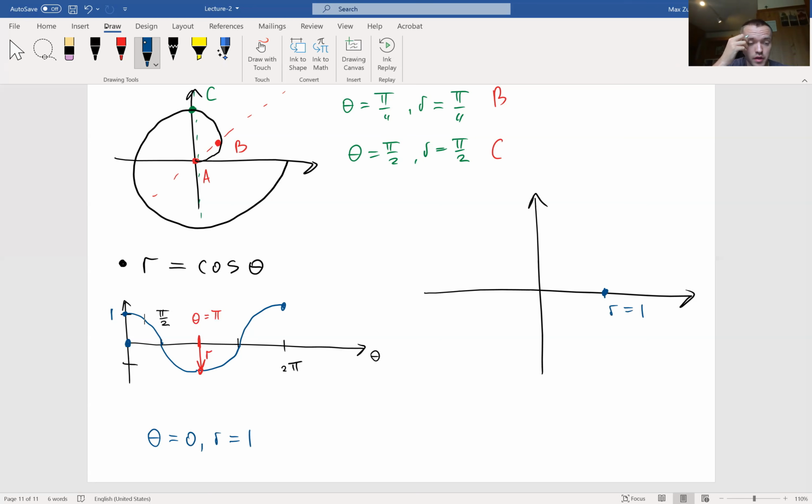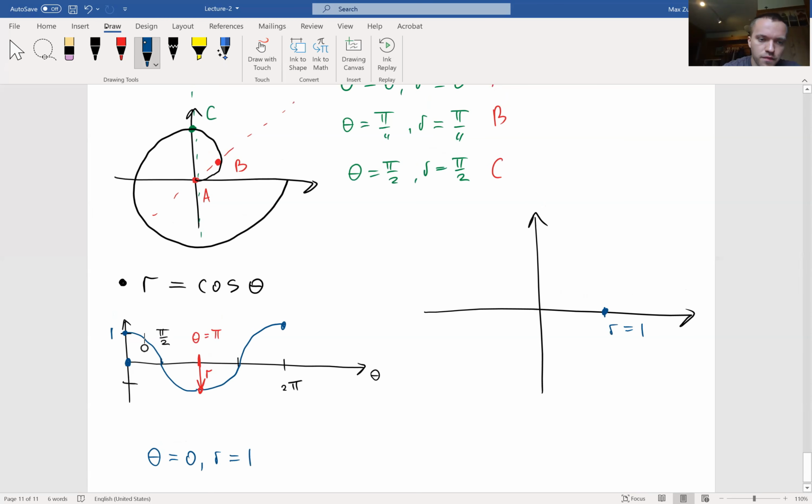And you can see when theta is going to go between 0 and pi over 2, so let me indicate here 0 and pi over 2, your radius is going to get smaller and smaller and smaller. So we know that this is going to be your pi over 2. So when theta is equal to pi over 2, I'm going to get 0.